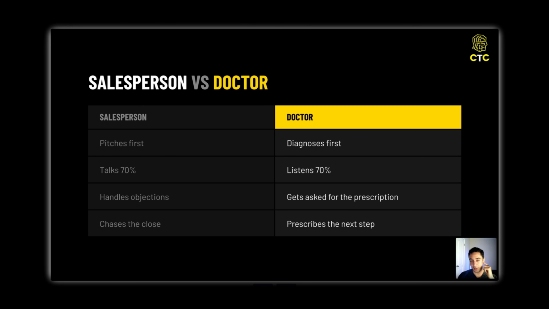Always remember the doctor-patient analogy in the back of your head. A salesperson pitches first, talks 70% of the time, handles objections, and chases the close. Think of a typical car salesman. Whereas a doctor diagnoses first, listens 70 to 80% of the time, gets asked for the prescription, and then prescribes the next step.